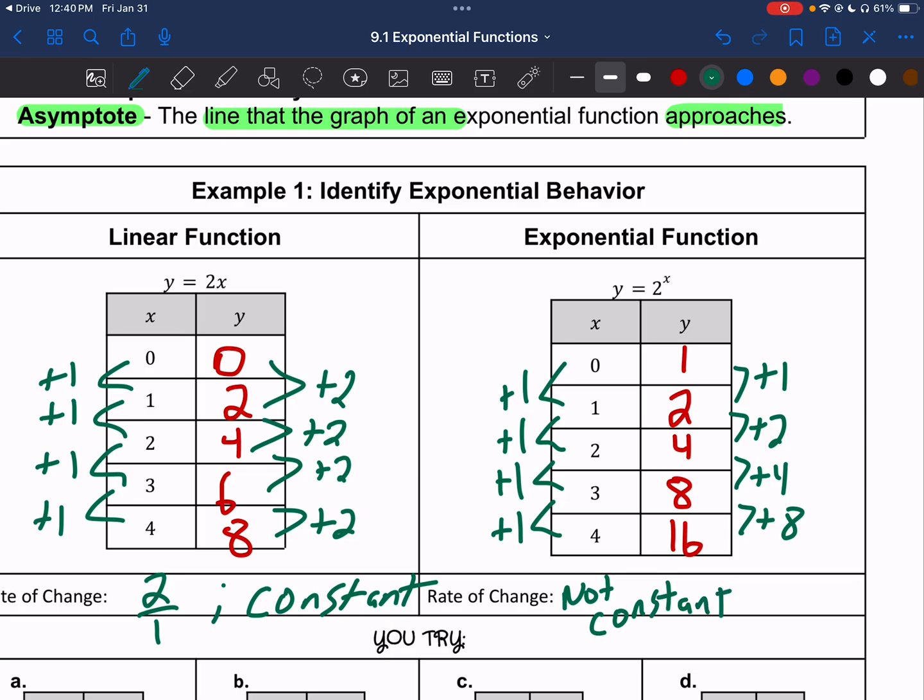But what is happening? Instead of looking at it as addition, what are we doing each step? We're multiplying by 2. Multiply by 2. Multiply by 2. So our pattern is that we are multiplying by 2. So it is not a constant relationship. And when we start to graph these, you'll see what I mean when they're not constant.